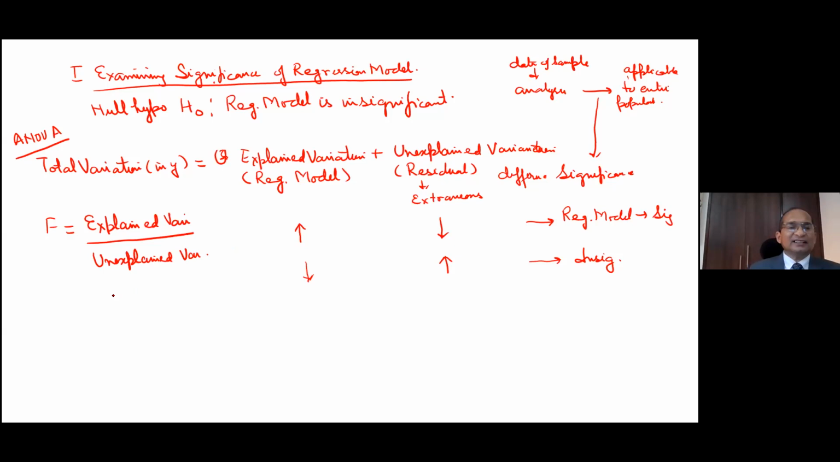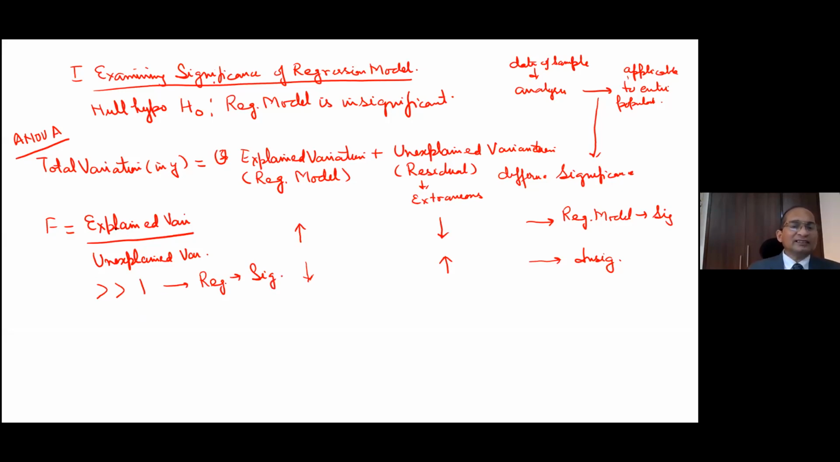So if we consider the F ratio, in the first case, when explained variation is much higher as compared to unexplained variation, means numerator is much higher as compared to denominator, then obviously the value of F would be much higher as compared to 1. So if value of F is much higher as compared to 1, it is because of the fact that explained variation is much higher. So in this case, again, we can say that our regression model is significant in nature.